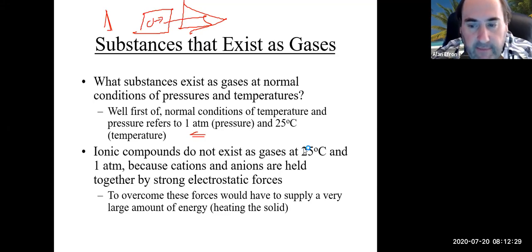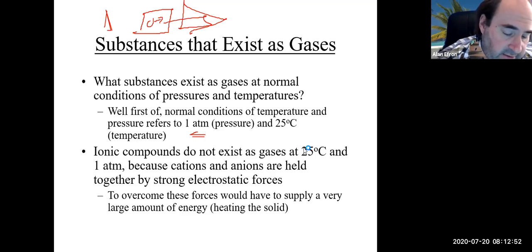So for the most part, under normal conditions, you won't find an ionic compound in the gas phase. If you took some salt water that has sodium chloride in it and heated it, the water would evaporate off, but eventually the solid would typically just start to melt, because it takes an enormous amount of pressure to get those ions to separate from each other, which is essentially what you would have to do to get it into the gas phase. And under normal conditions, that usually doesn't happen.